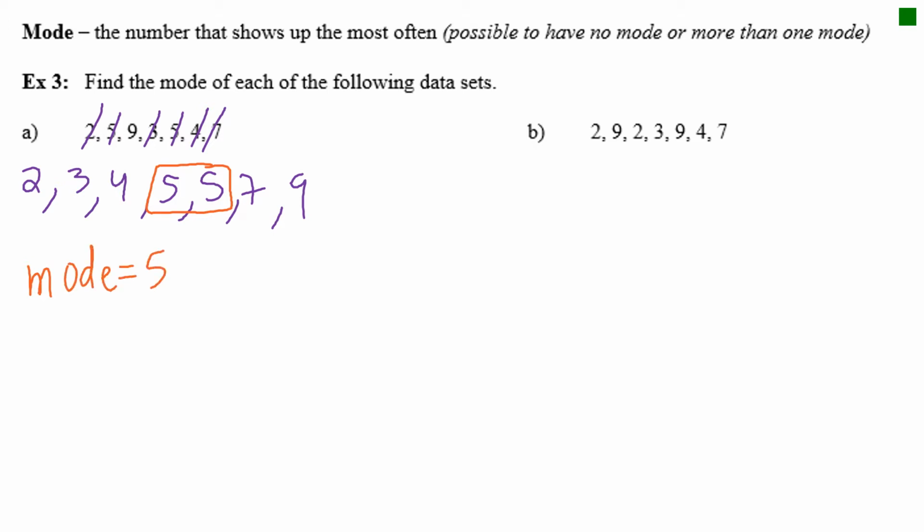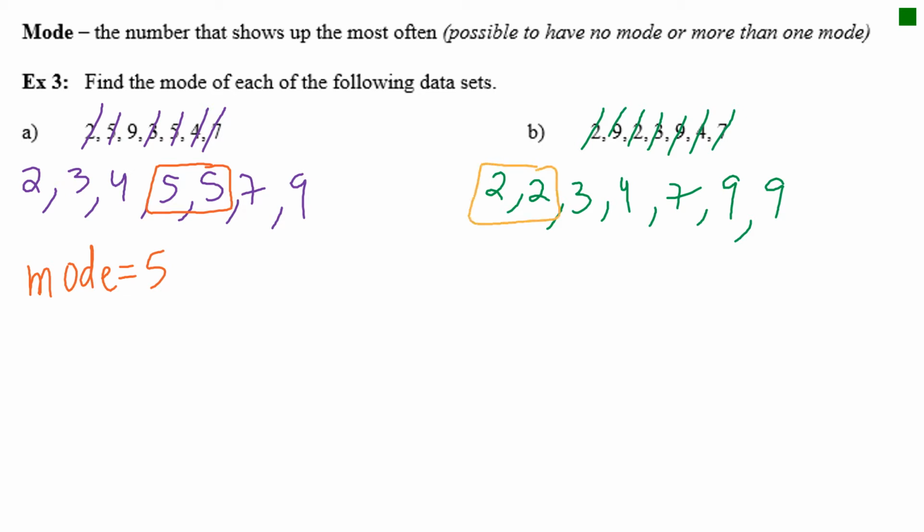Okay, looking at the one on the right again, not that you need to, but I think it helps putting it in order from smallest to biggest. We have 2, another 2, 3, 4, a 7, and then 9, and another 9. Okay. Looking here, you'll notice that 2 shows up twice, and 9 shows up twice. So because they both show up the same amount of time, this one's actually going to have more than 1 mode. So the mode for this one is going to be 2 and 9.